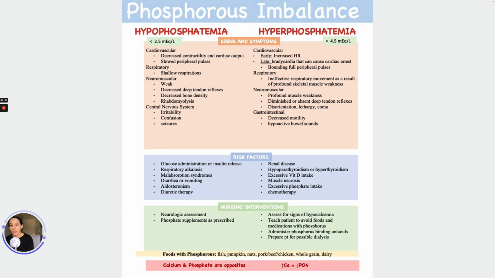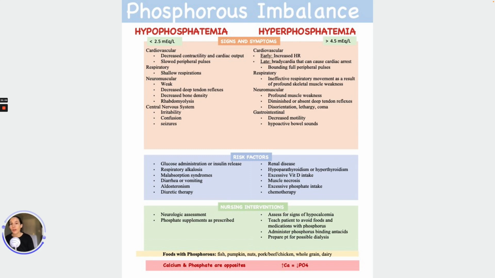For risk factors, glucose administration or insulin release, respiratory alkalosis, malabsorption, diarrhea and vomiting, aldosteronism, and diuretic therapy. Nursing interventions are neurological assessment and phosphate supplementation as prescribed. Foods with phosphorus are fish, pumpkin, nuts, pork, beef, chicken, whole grains, and dairy.